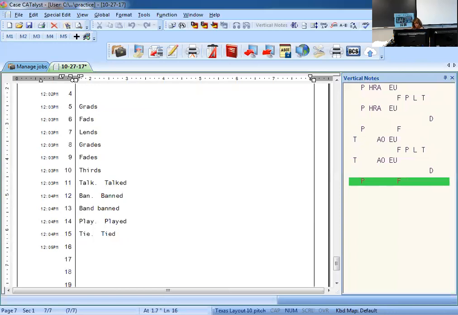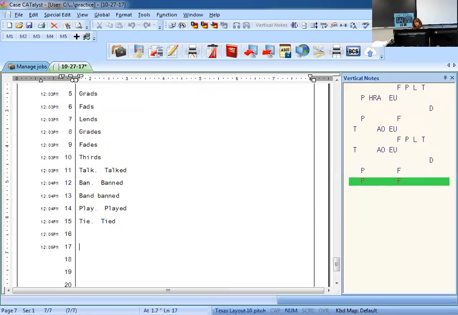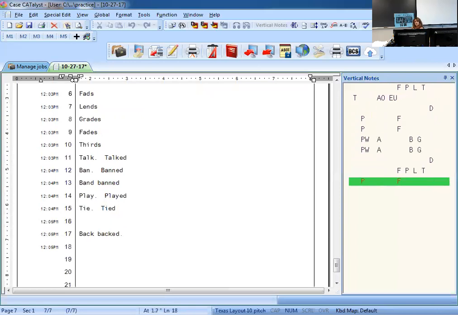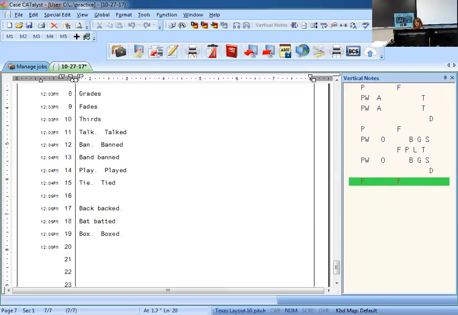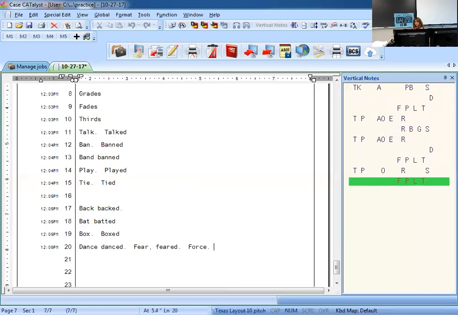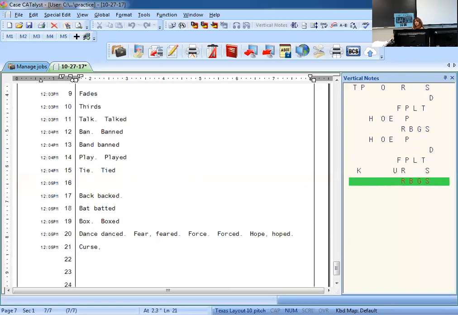So here are some words. Present, past, English. So bat is the root word, and then it comes out in English. Batted, B-A-T, come back D. Box, and then boxed. Dance, and then danced. Fear, and then feared. Okay? Notice I'm coming back with those, the words that end in ED. Force, forced. Hope, hoped. Curse, cursed.